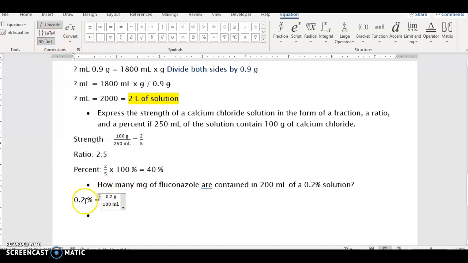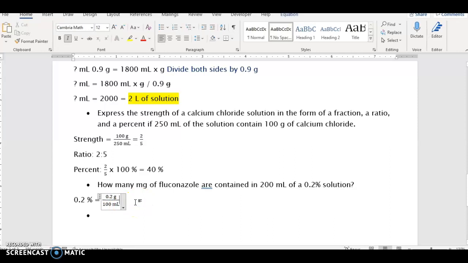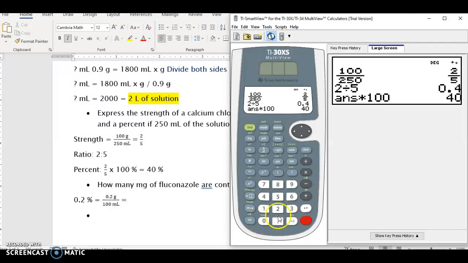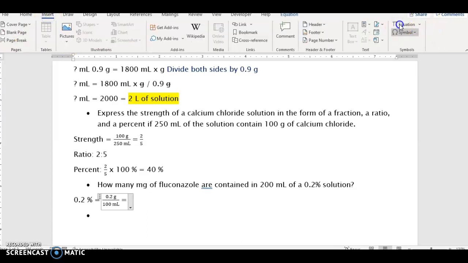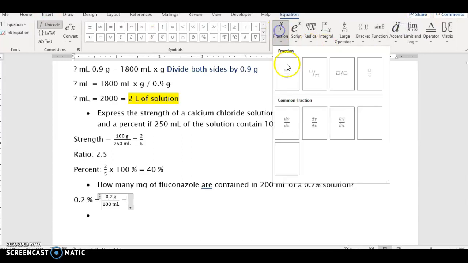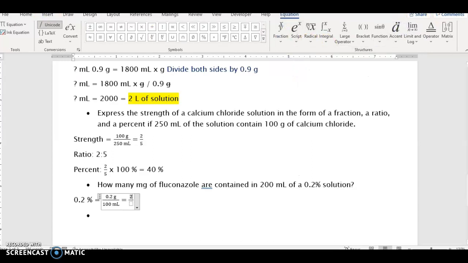Alright, so in the numerator we have 0.2, and then the denominator is 100 milliliters. And we can quickly see that when we do 0.2 and multiply by 1,000 milligrams per gram, this fraction is equal to 200 milligrams over 100 milliliters, which you can actually simplify. I'm not going to worry about simplifying it now, but basically this equates to 200 milligrams in 100 milliliters of solution.